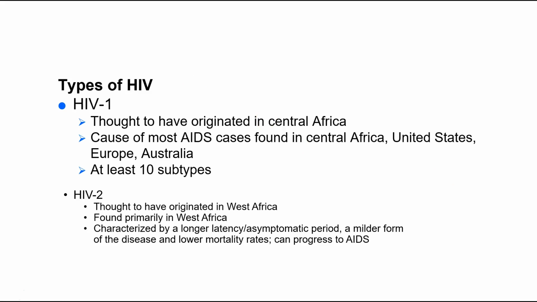So there are different strains of this virus because it can mutate just like any virus can. The one that is causing most AIDS cases in the United States in particular is HIV-1, and there are even 10 subtypes just of that. There is a milder form known as HIV-2, which has a longer latency or asymptomatic period. It's a milder form, has lower mortality rates, but it can still progress to full-blown AIDS. It can still cause those immunodeficiencies that can lead to death.